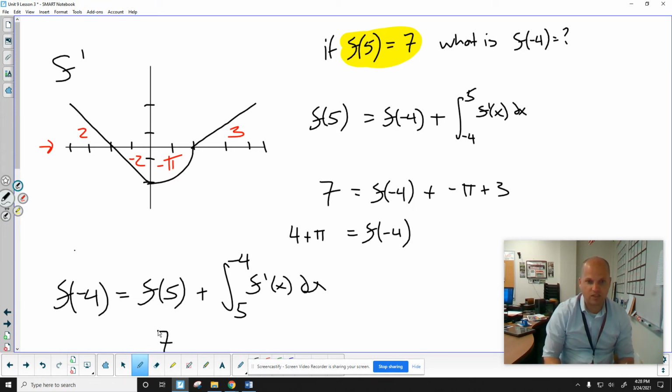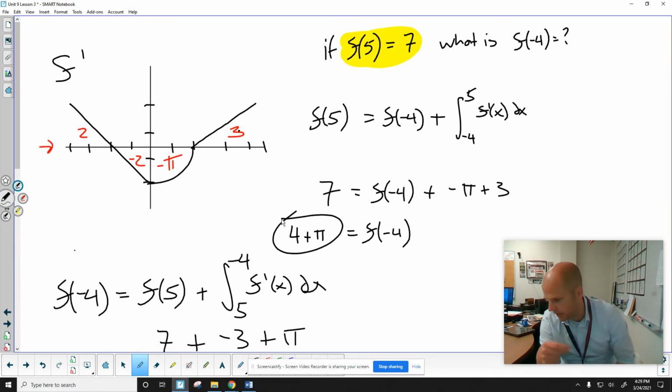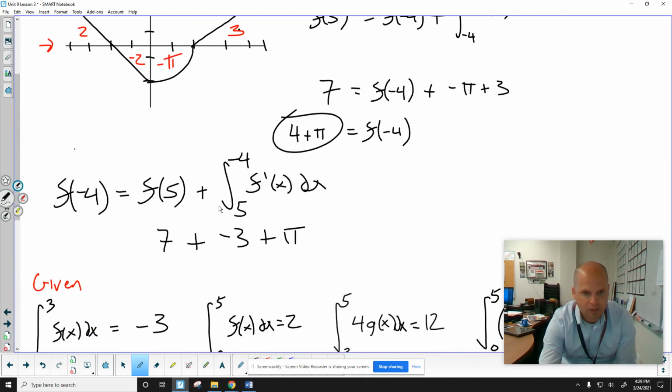So again, f of 5 is 7, but now going backwards, 5 to -4. This is -3, this is plus pi, this is plus 2, this is minus 2. These cancel out. This is the -3 plus pi. And you still get that 4 plus pi. Type that into your calculator. 3.14 plus 4 is 7.14. 7.141 or 7.142.